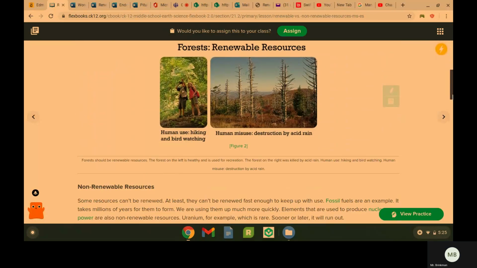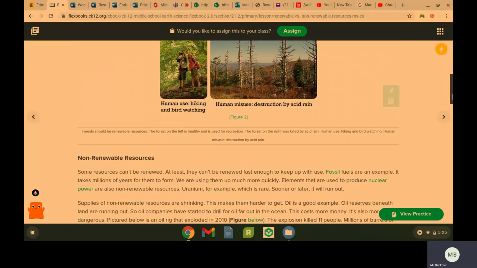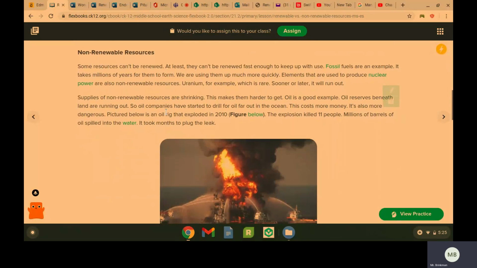All right. So non-renewable resources are resources that can't be renewed. Once we use them, they're gone. Okay. They also can't be renewed fast enough to keep up with their use. Fossil fuels are an example of this. It takes millions of years for them to form because they're made of the remains of once living things, which is why they're called fossil fuels, because they're made from fossils.